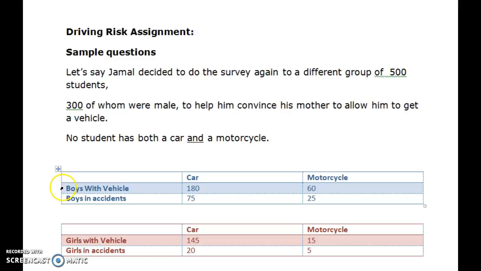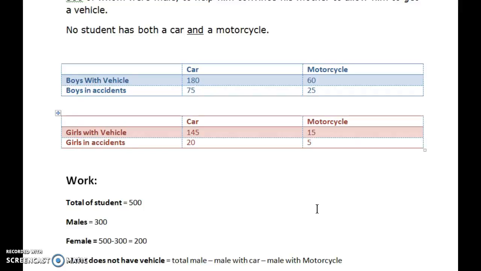He surveyed 180 boys that have a car. 60 of them have a motorcycle. Out of these 180, 75 of them got into accidents, and the rest didn't. So it's 180 subtract 75 boys who didn't get into an accident. 25 out of 60 boys got into an accident if they have a motorcycle. So the rest of them, 35 of them, didn't get into a motorcycle accident. So now look at the work.